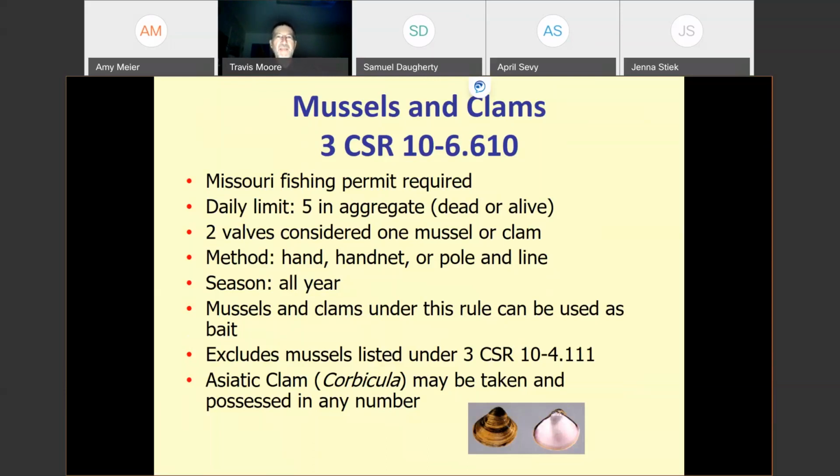You can collect them by hand, net, or pull in line. Season is open all year. Mussels and clams can be used as fishing bait, and they are used for fishing for catfish frequently. You can't collect those protected species that were on that list that we showed earlier. And then Asiatic clams or Asian clams are non-native. Those can be collected and used in any number. We just ask you to not spread them around to other streams, although they're probably in about all of our streams anymore.